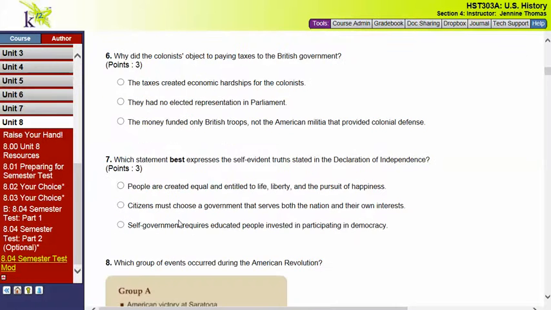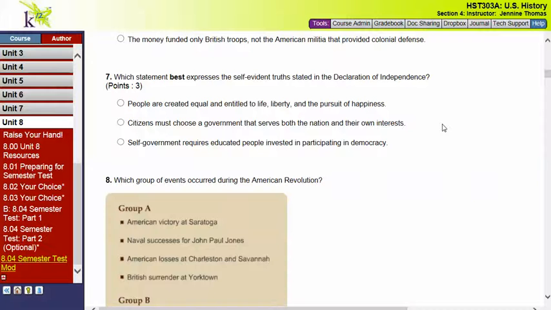Number 6, why did the colonists object to paying taxes to the British government? The taxes created economic hardships for the colonists. They had no elected representation in Parliament, or the money funded only British troops, not the American militia that provided colonial defense. Which statement best expresses the self-evident truths stated in the Declaration of Independence?